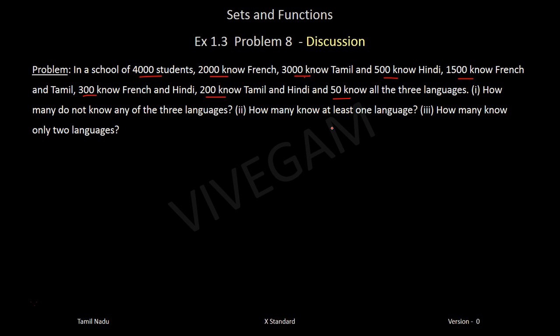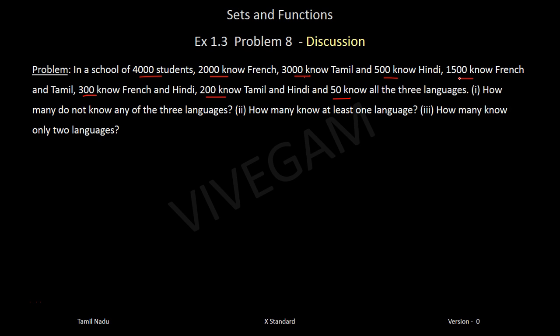This is something very similar to the previous case. So let's say F is the set of people who know French, so N of F will be 2000. T represents the Tamil speaking students, so N of T will be 3000. H represents students who know Hindi, so N of H will be 500.